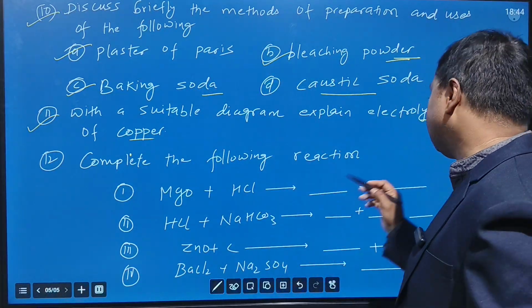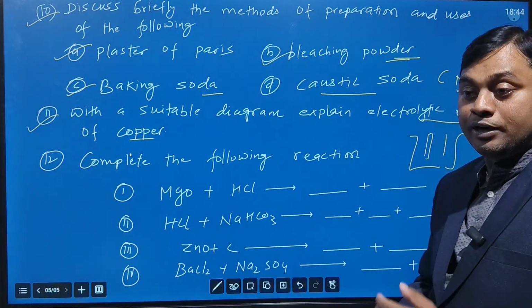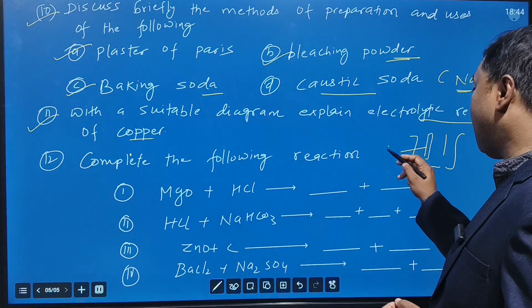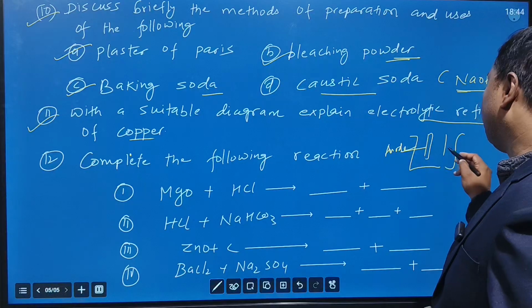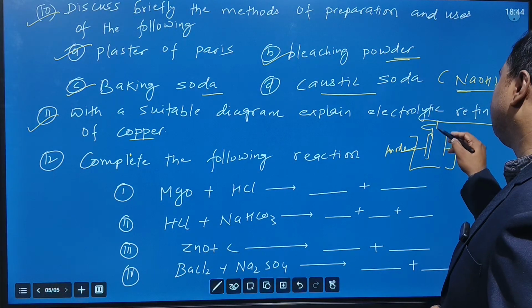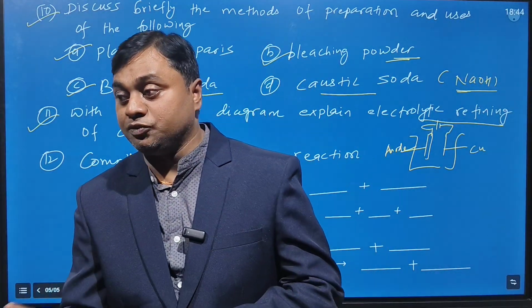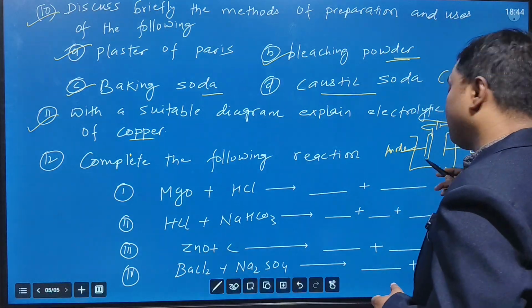Next, with a neat diagram explain the electrolytic refining of copper. In the electrolytic cell, we take impure copper and a strip of pure copper. Impure copper is the anode and the strip of pure copper is the cathode. Now we connect them to the positive and negative terminals of the battery. At the anode oxidation takes place and at the cathode reduction takes place. In this way pure copper is obtained.